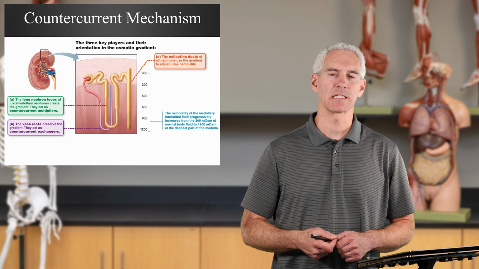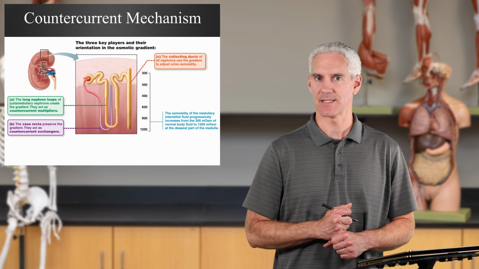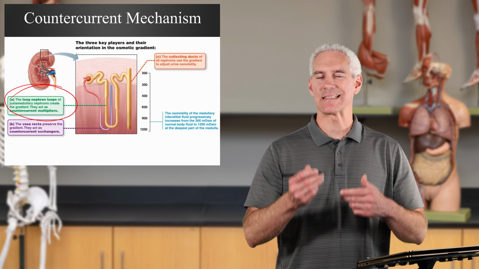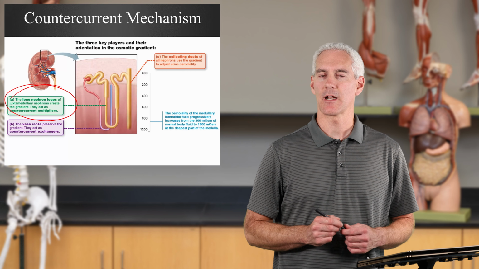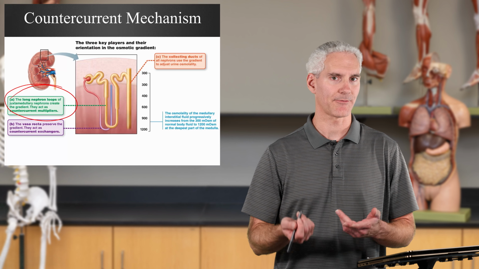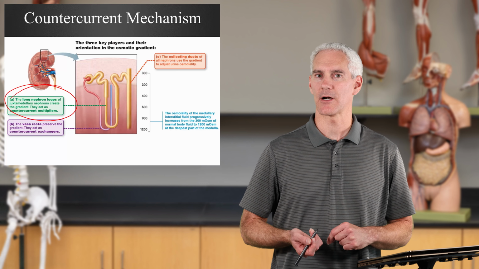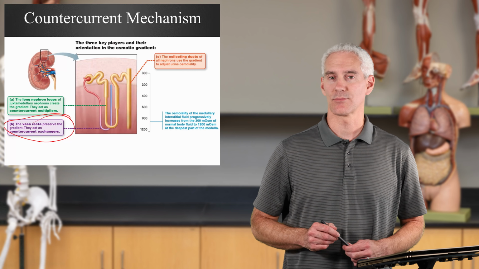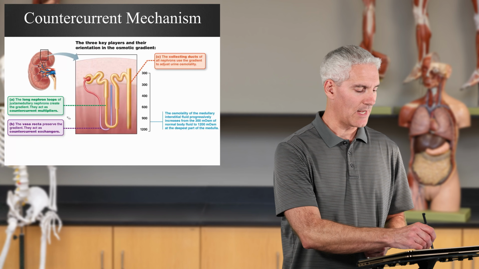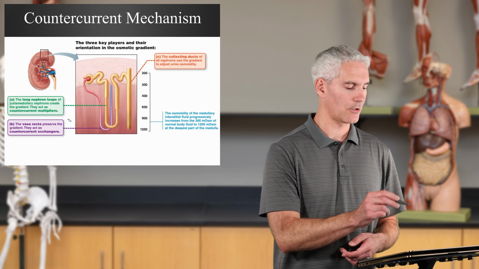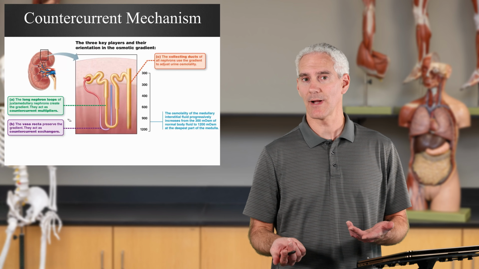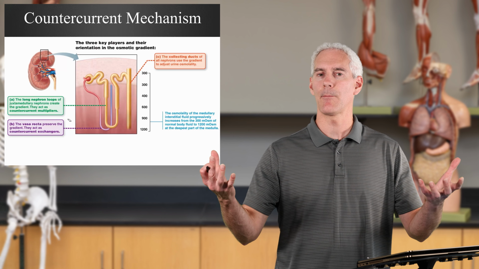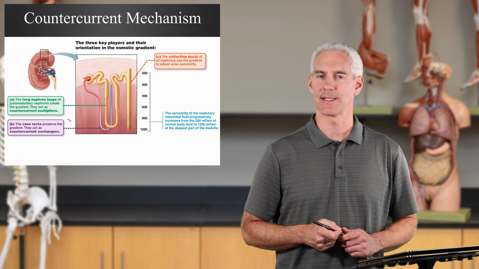So this countercurrent mechanism has three main pieces that play a part. First off, those long, deep loops of Henle that are part of the juxtamedullary nephrons will play a part in setting up this gradient. I already mentioned the vasa recta are also here. So you have these loops of Henle being the countercurrent multipliers and the vasa recta being the countercurrent exchangers. The idea is they're working together to create that gradient.